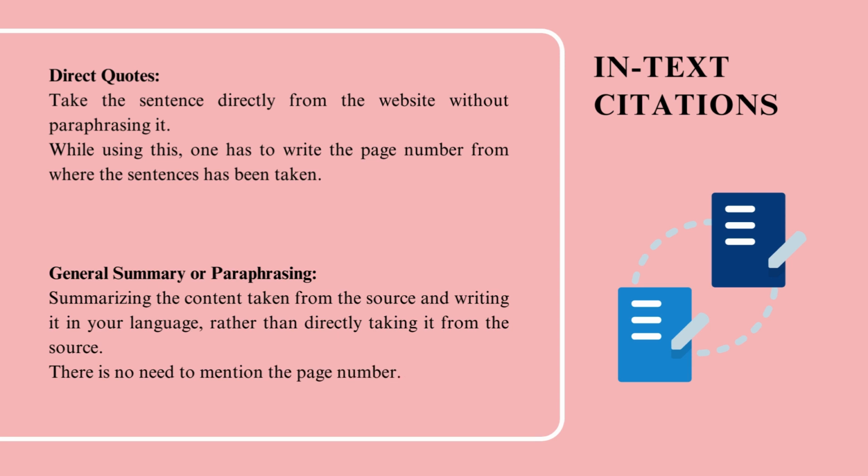First, we will understand what is the difference between a direct quote and a general summary or paraphrasing. Direct quotes mean we take the sentence directly from the website without paraphrasing it. While using this, one has to write the page number from where the sentences has been taken. General summary or paraphrasing means summarizing the content taken from the source and writing it in your language, rather than directly taking it from the source. There is no need to mention the page number.